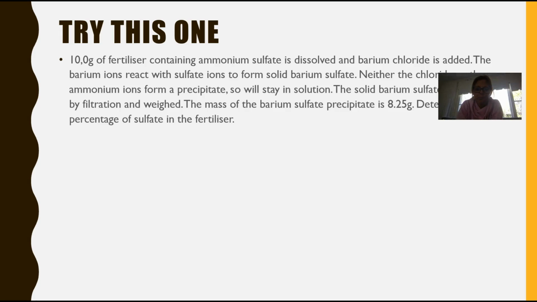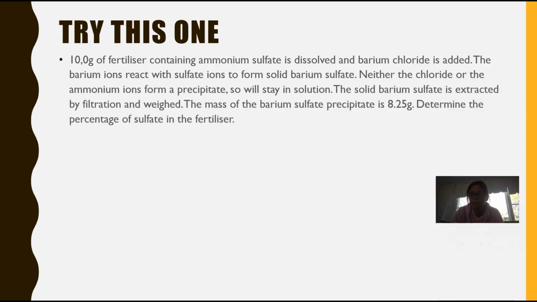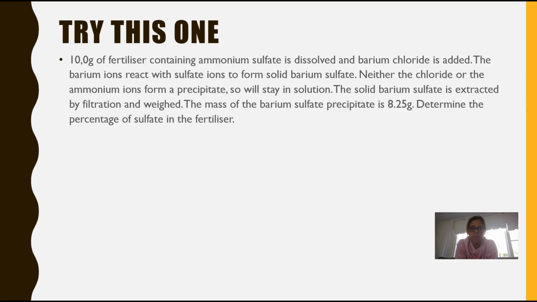Have a go at this one. And I'll move me out of the way again. So we've got a 10 gram fertilizer containing ammonium sulfate, similar to what we're doing in class at the moment. And it's dissolved, and we're adding some barium chloride. So the barium ions are reacting with sulfate ions to form solid barium sulfate, again what we're doing. Now neither the chloride or the ammonium ions will form a precipitate, so they'll stay in solution. The solid barium sulfate is extracted by filtration and weighed, and we end up with 8.25 grams of barium sulfate.